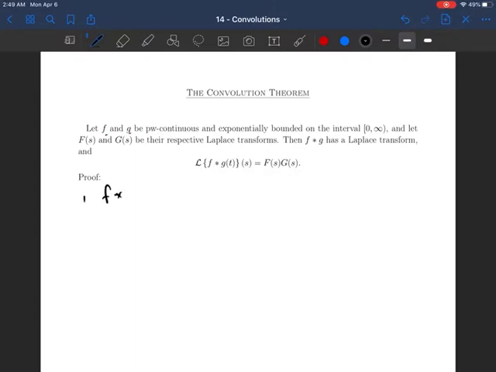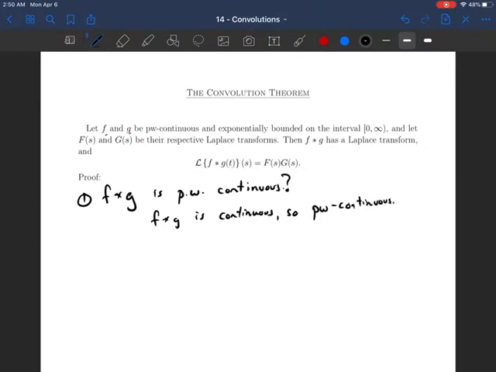So first we need to prove that f star g even has a Laplace transform. So we need to prove that f star g is piecewise continuous. Now I'm going to go pretty quickly about these first things and not include all the details. They're covered pretty well in the book. So is it true that f star g is piecewise continuous? In fact, it turns out that f star g is continuous, even if f and g are not. So it's also piecewise continuous, right? Continuous is a stronger condition than piecewise continuous.